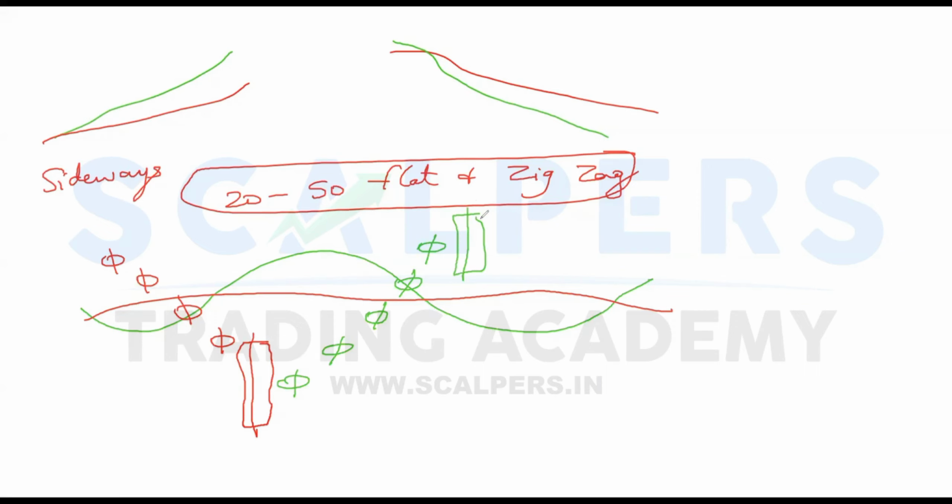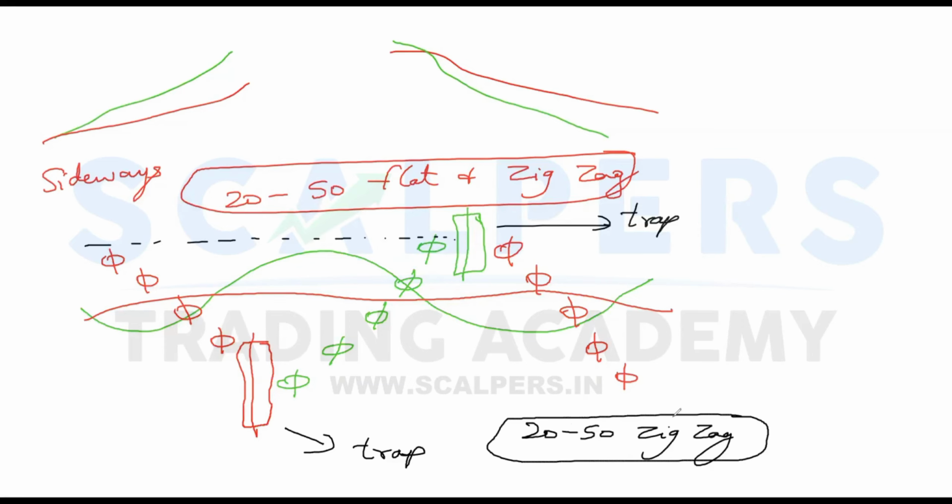So whenever the 20 and 50 are flat and zigzag like this, we will get many trap candles. This is called a trap candle. Because people will think, oh my God, the market has broken the day high, the market is going to go high. Everybody will think that, but it is a trap, and you can easily identify the trap whenever 20 and 50 are zigzag.